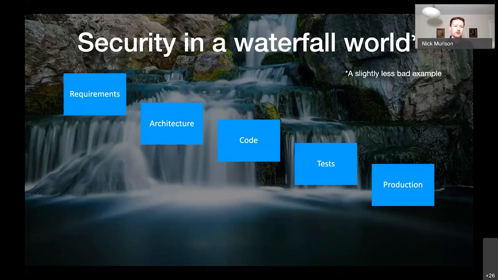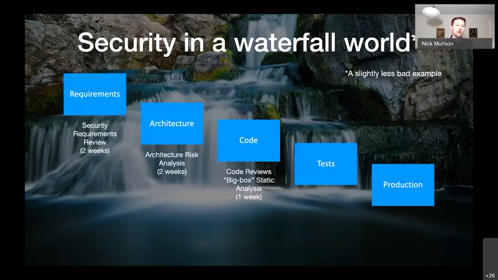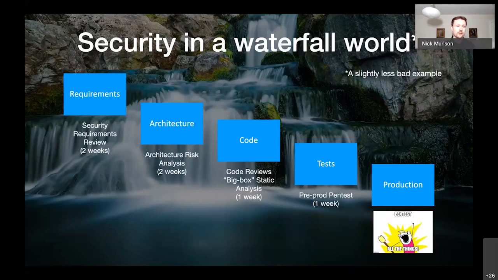Some companies got a little bit wise to this and thought, okay, well, what if we shift things left? And that was what the 3 books that I talked about all covered as well: move to the left, so get things in earlier. So for example, we could do security requirements as part of the requirements phase. We can do some sort of risk analysis of the architecture. We can do a code review, maybe using a big box static analysis tool.